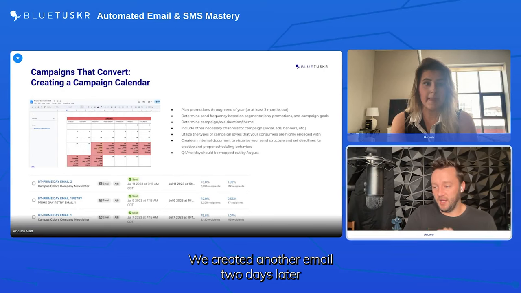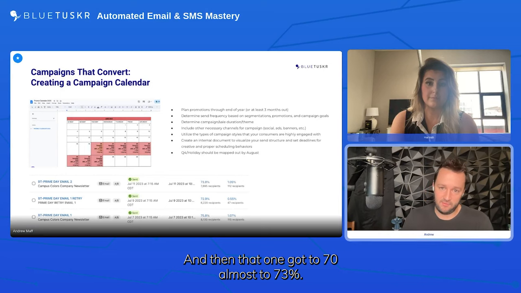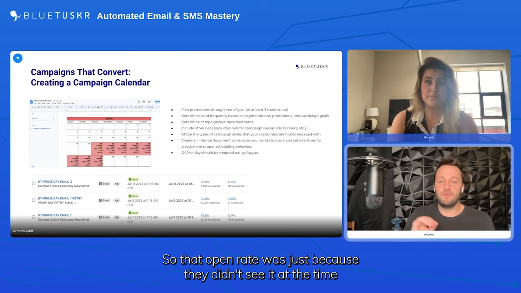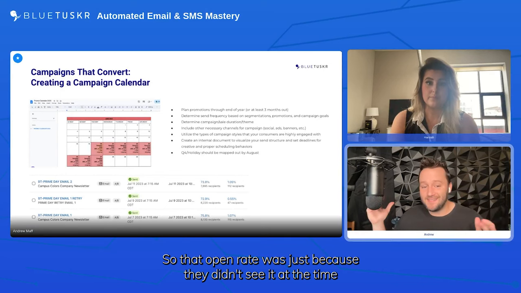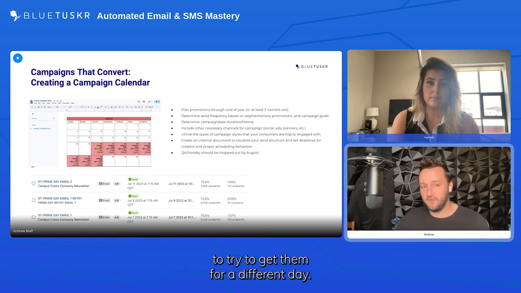We created another email 2 days later that went to just the people that didn't open it. And then that one got almost 73%. So that open rate was just because they didn't see it at the time and they missed it. So now we're trying a different time to try to get them on a different day.